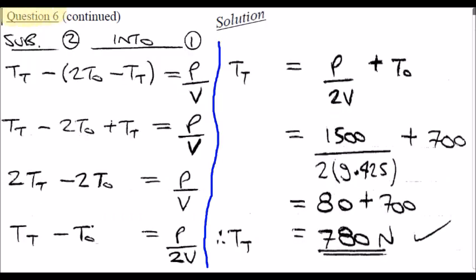Question 6, solution continued. So now I'm going to substitute equation 2 from the previous slide into equation 1 from the previous slide. So there's equation 2 being inserted into equation 1. And the rest of it is algebraic manipulation, which I'll let you work through at your own pace. We'll eventually find that the tight side tension is 780 newtons.